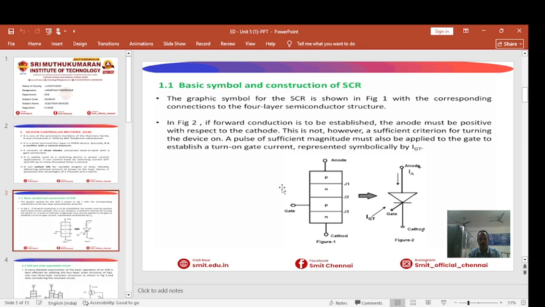Initially, in the mode of operation, J1 is forward biased, J2 is reverse biased, and J3 is forward biased. Because J2 is reverse biased, the current cannot flow. After applying the gate current, J2 becomes conductive and the SCR turns on. The important feature is that the gate only controls the turning on of the SCR. It cannot switch off the SCR. It can only turn on the SCR.